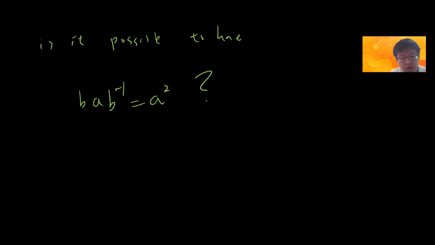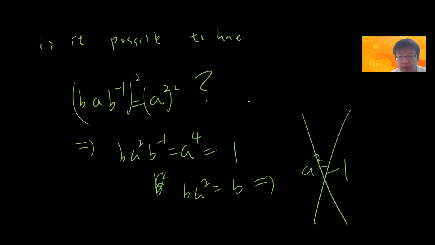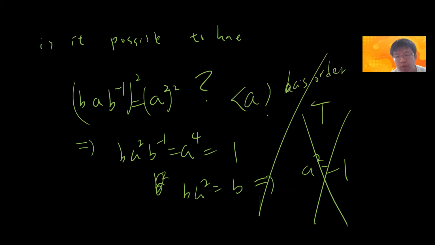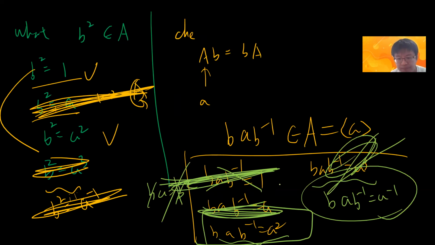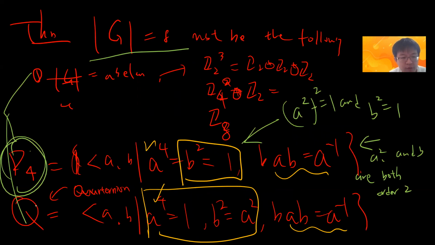Okay, so let's see. If I square this, now I get what? BA squared B inverse is A to the 4, right? So it's identity. So BA squared B inverse being identity means A squared will be 1, right? Which does not make sense, because I said that A has order 4, right? So this does not make sense. So the only case is that BAB inverse is A inverse, and then we get all these 2 possible cases. Okay, so we just proved that it must be D4 or the quaternion group.